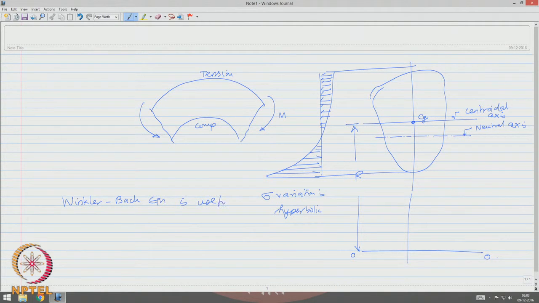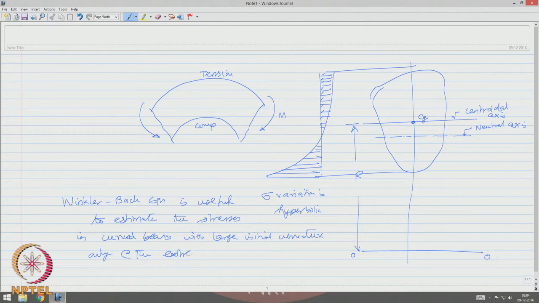is useful to estimate the stresses in curved beams with large initial curvature only at the extreme skin layers. So, please note this equation can give you the stresses only at the extreme points.